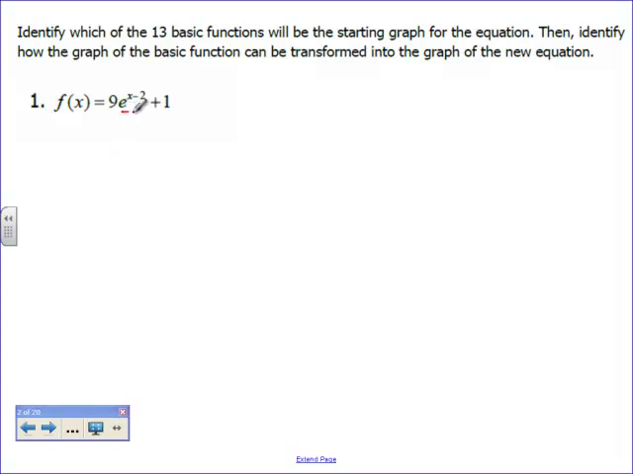Well, the first thing I notice about this first one is that it has an e to the x as part of the equation. There is no fraction, so I know this isn't the logistic function. So I'm going to say that the original function is y equals e to the x. Identify the original function, then we want to identify the transformations that have occurred to it.